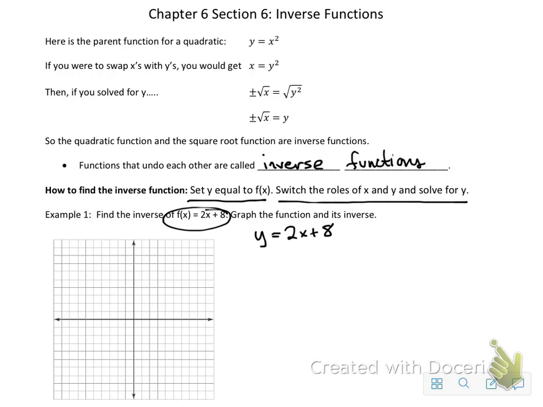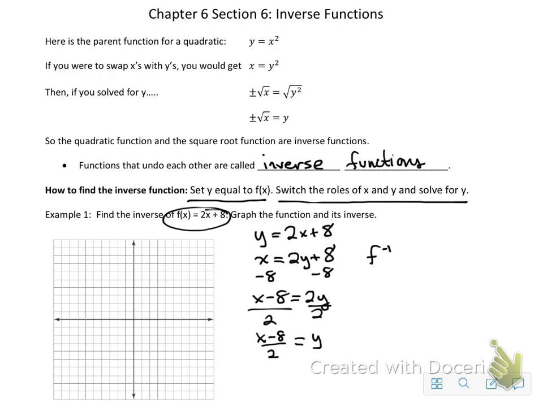So, instead of a y, you should have an x here. And instead of an x, you put a y. Now we need to solve for y. So you would solve for y the same way you always do. You subtract 8. So x minus 8 equals 2y. You divide by 2. And y equals x minus 8 over 2. Now here's how you write the inverse function. You use f to the negative first power of x equals x minus 8 over 2, instead of just leaving it as y. That's how you write it.